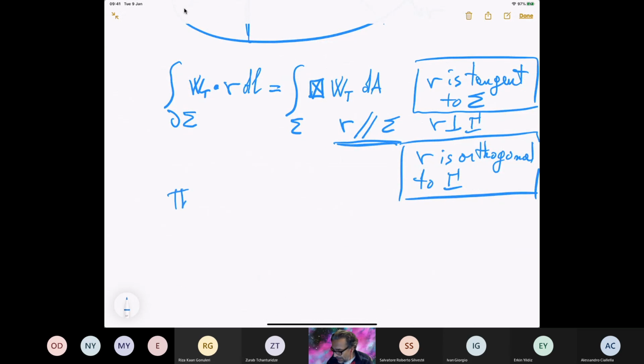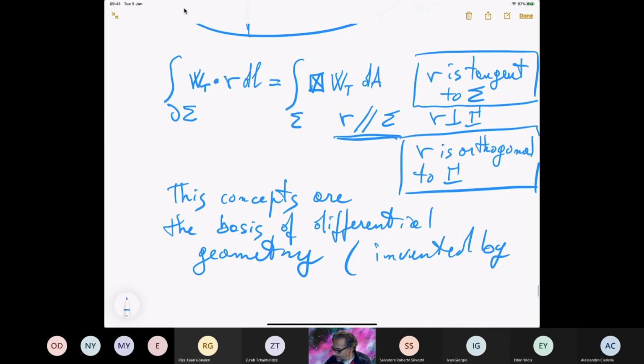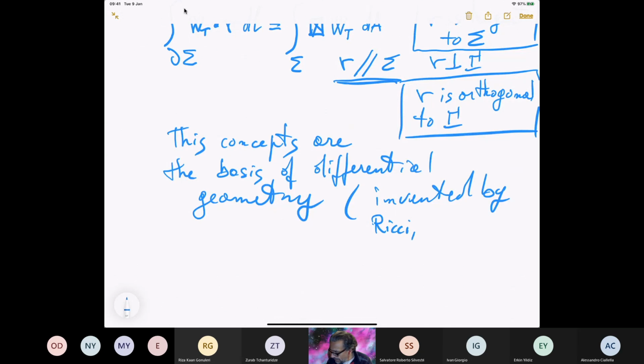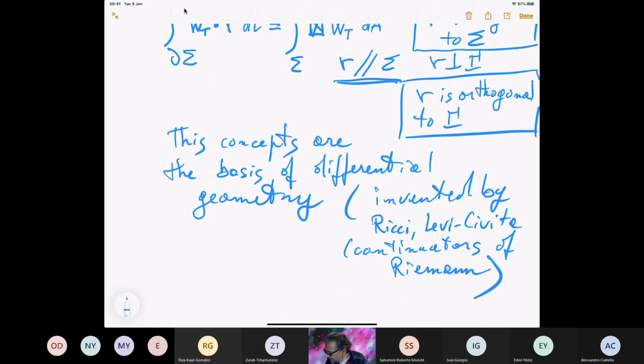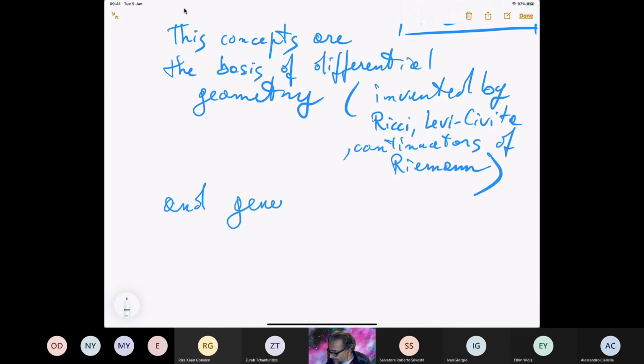By the way, these concepts are the basis of differential geometry, by the way, invented by Ricci, Levi-Civita, continuators of Riemann. So here the Italian school gave a strong contribution. And general relativity.